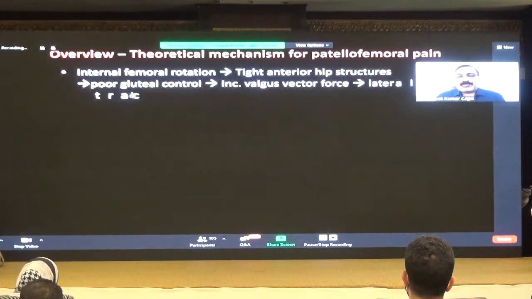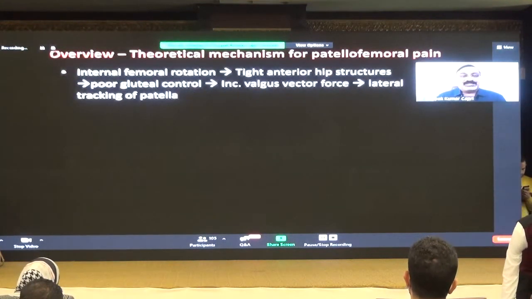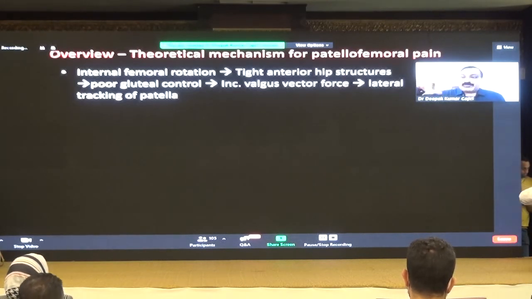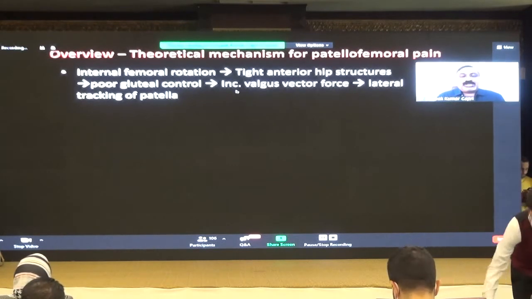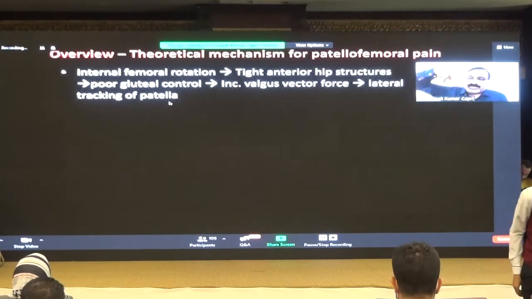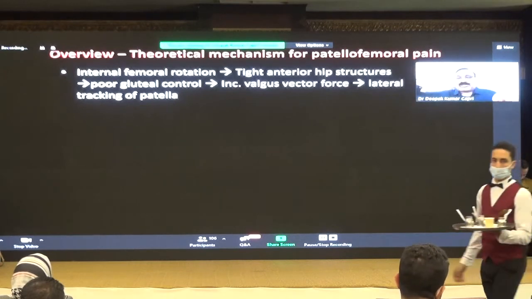This is what will happen, not only in the spine, but also pain in the knee joint. Why and how will a person get this knee pain? This is the chain reaction. Because of the over-pronated foot, the tibia and fibula will be internally rotated, resulting in the femur also getting too much internally rotated. And if the femur is too much internally rotated, you get tight anterior hip structure. That will lead to poor gluteal control, increasing pelvic force, and lateral tracking of patella. Obviously, when the femur goes in, the structures on the outer side will get tightened up.